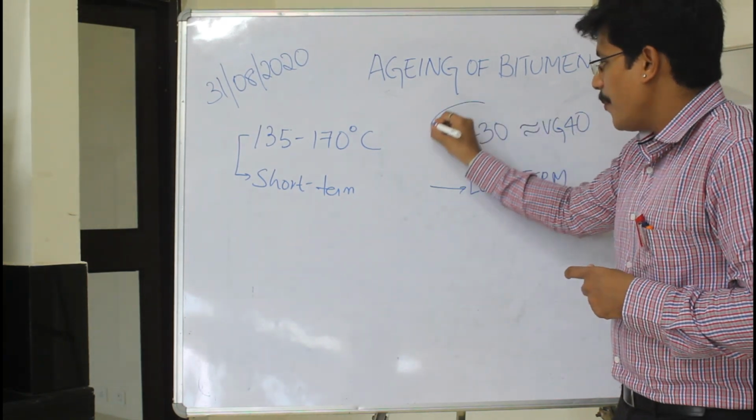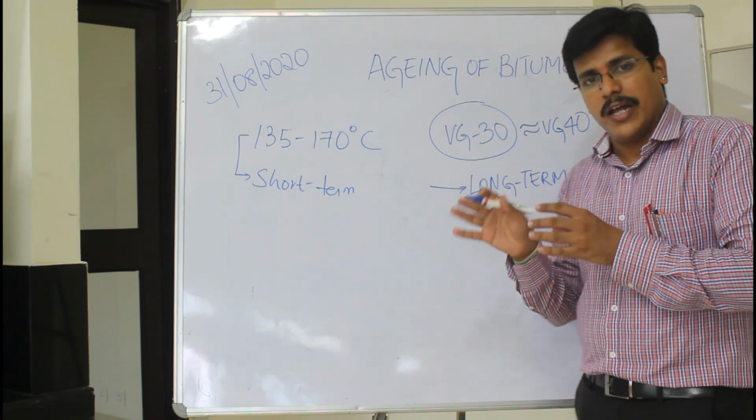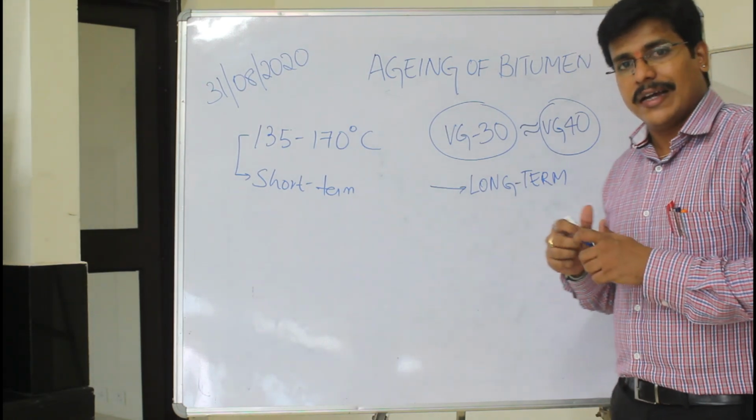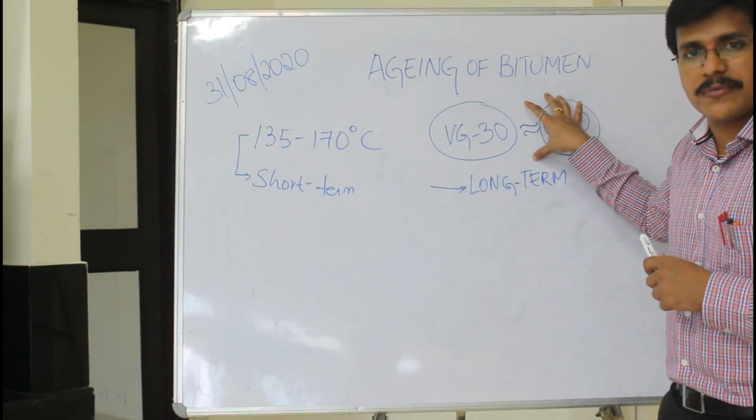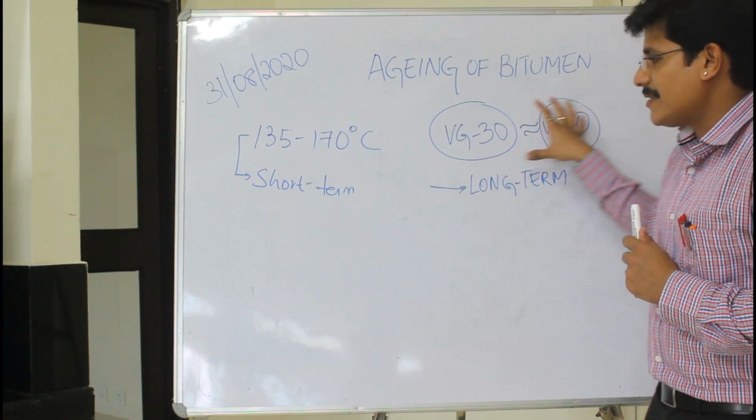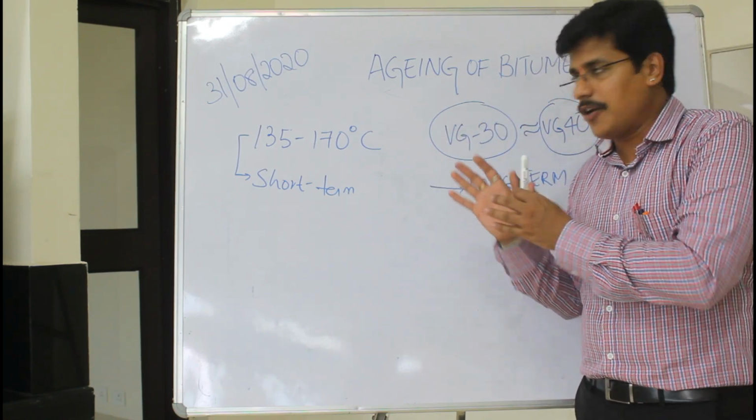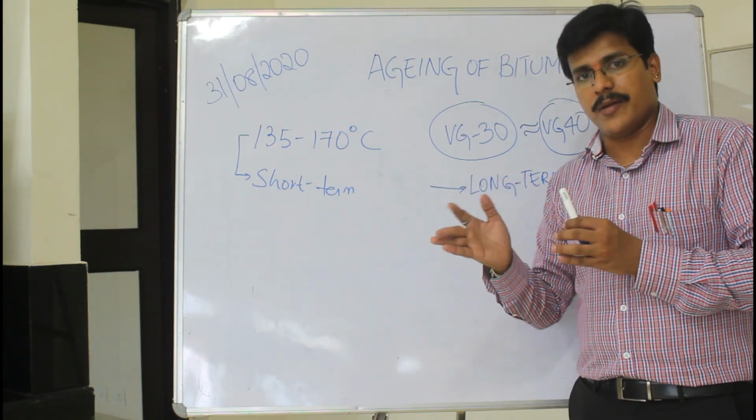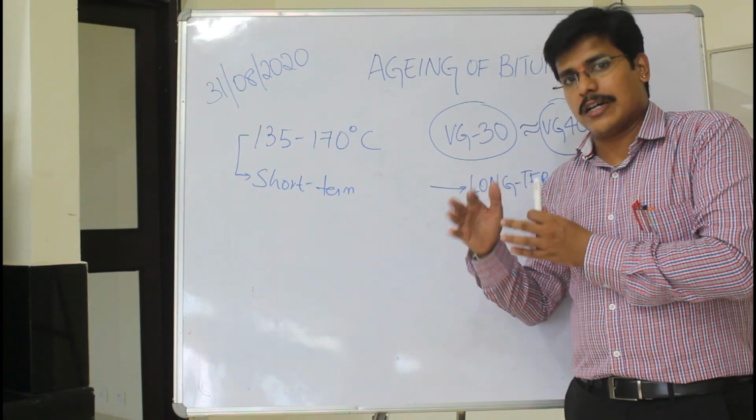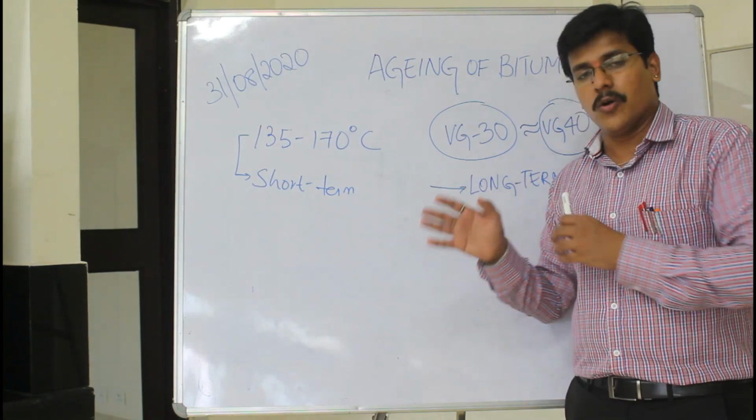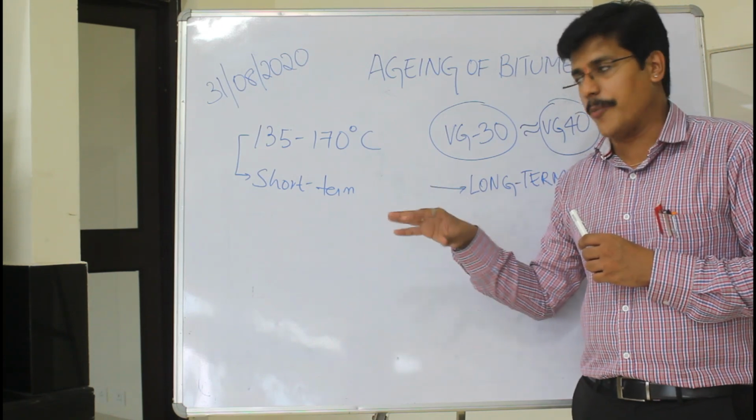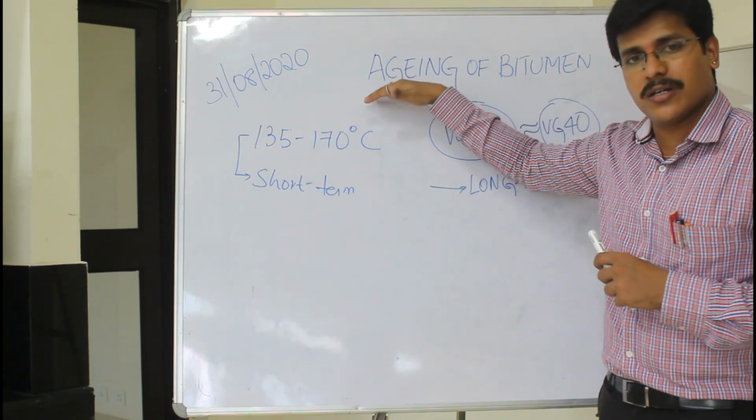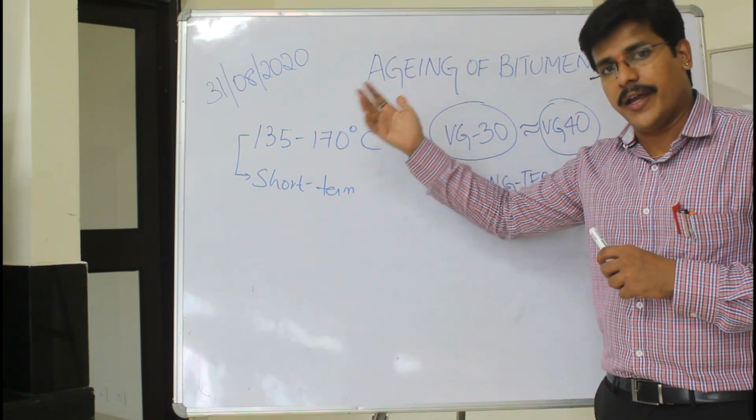Since this was selected based on quite a cold temperature, if it becomes VG40 because of aging, then it has a tendency to undergo cracking. So the bitumen should be age resistant. If it is undergoing aging very fast, then we will encounter a very hard binder in a short duration of time, which will develop more cracks, such as fatigue cracks or low temperature cracks in the pavement. So for any binder to be good, it should age less, that is, be more age resistant.